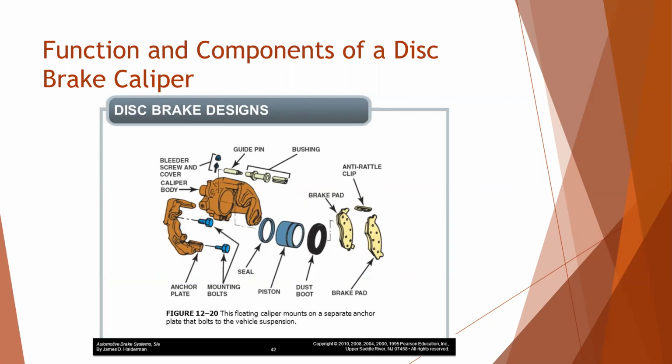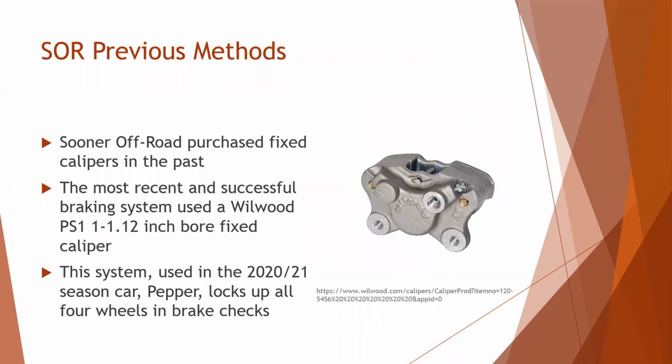There are the guide pins as well as the bushings, which is what the caliper body itself slides on, and also what connects the caliper body to the mounting plate. There are the brake pads themselves, as well as an anti-rattle clip that holds the brake pads in place so that they do not create unnecessary noise.